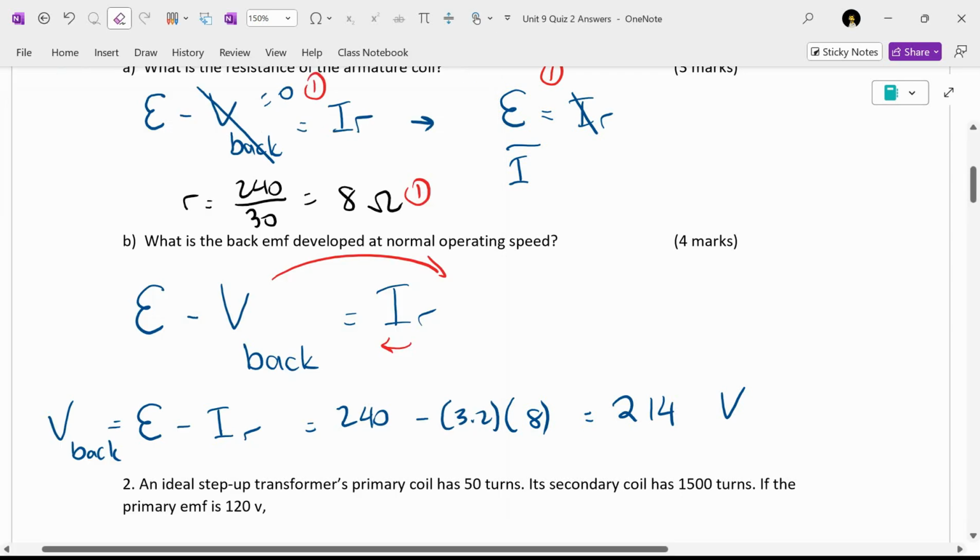What's the net voltage left over? Whatever 3.2 times 8 is. There's my I times R. As the motor speeds up more and more, the back voltage ideally matches the source voltage. Then you have no net current running through your motor. That's when it runs its coolest, because power loss or heat is I squared R.